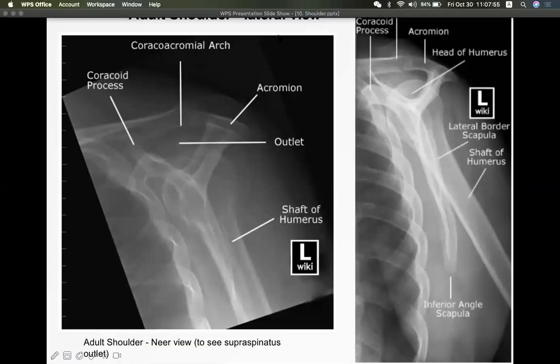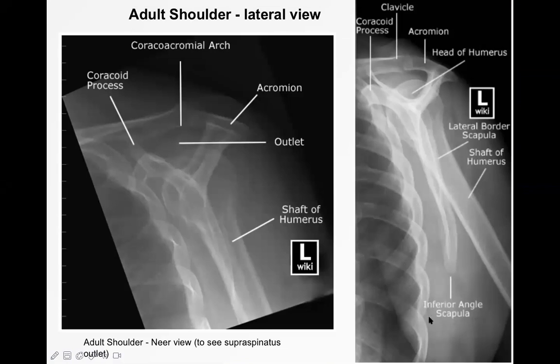So this is the lateral view. They are showing it once again. Actually, this other one is called the near view. Let's talk about the lateral view first and then we'll go on to the near view. In the lateral view, we are taking the X-ray from the lateral side. We already talked about the different structures here, so please repeat it once again.